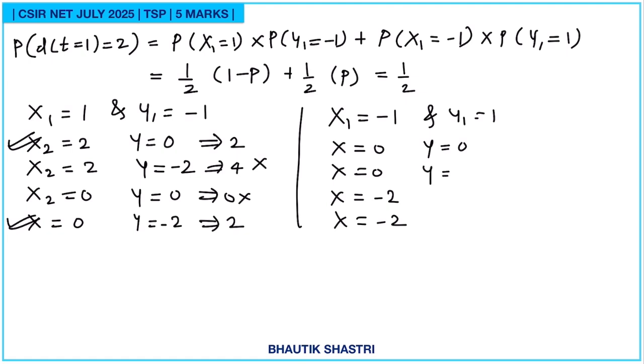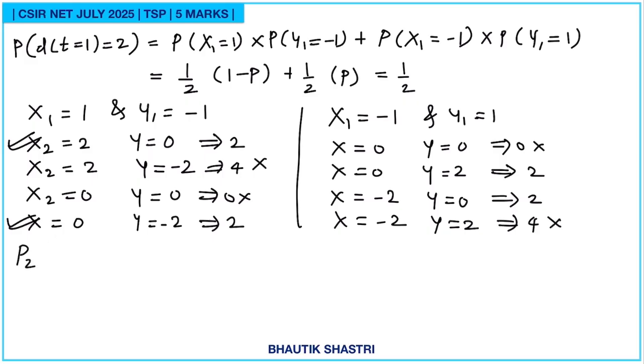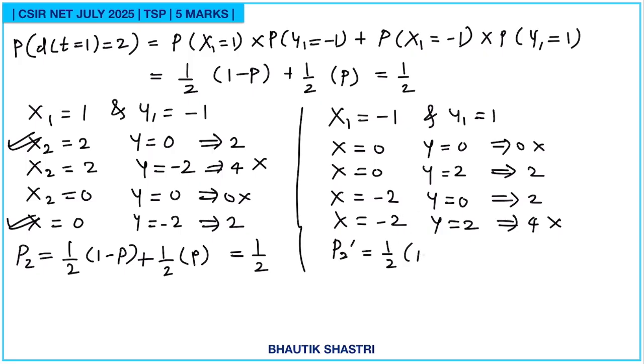Similarly, y will be 0 or 2. So here it is 0. Then we have 2, 2 and 4. So in this case, the probability for x2 is half into 1 minus p plus half into p. So this will be 1. And here also, let's call it p2 dash. Here also we will have half into 1 minus p plus half into p. That is also 1 by 2. So in both the cases, you will get half only.